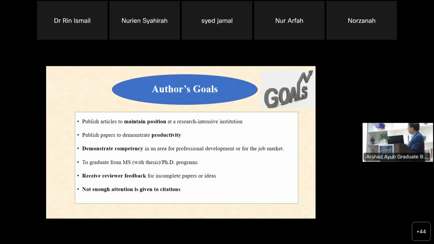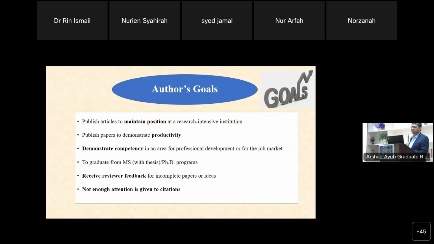So you publish papers to demonstrate productivity. You demonstrate competency in an area for professional development or for the job market. So I can say Arlena is known for research in a certain area. So in the United States, you can pinpoint, even in Malaysia too, there are certain professors known for a certain skill set. So you want to be that person for a longer period of time. Nowadays I see among the young scholars, they want to become famous right away. It's not going to happen. You have to have a real time frame, you have to be patient, perseverant, and so on.